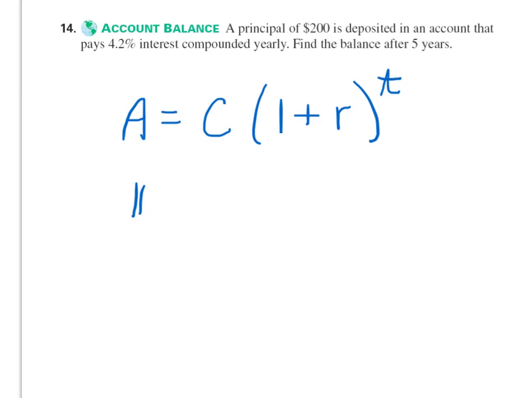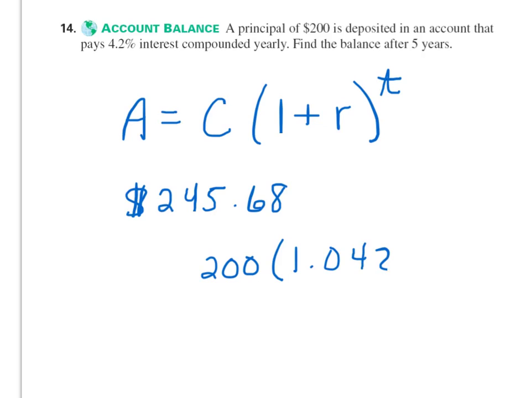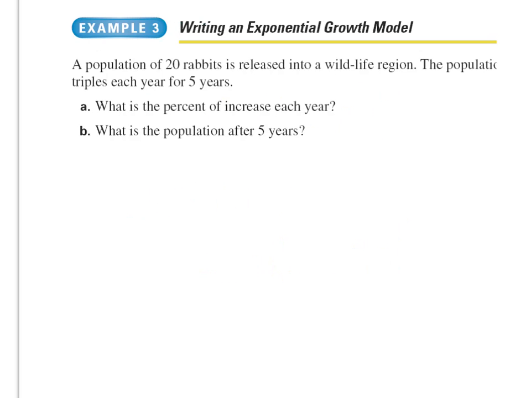You should have gotten about $245.68. Again, make sure that for your percent, so you've got the 200, make sure you're at 1.042 and close the parentheses to the 5th power.